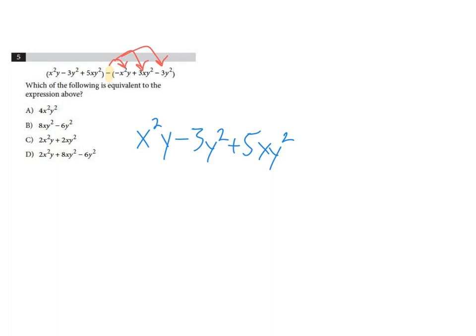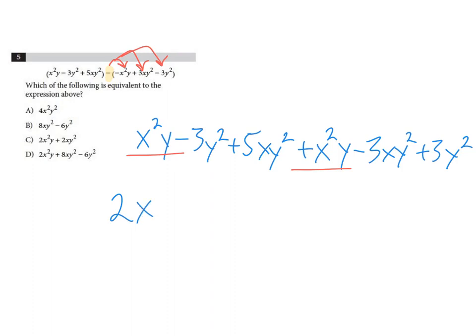Let's see. We're going to have a negative times a negative, so it's going to be a positive x squared y. Then a negative times a positive, that's going to be a negative 3xy squared. And then a negative times a negative, and we're going to have a positive 3y squared. Okay, so now we're combining like terms. We've got x squared y here, x squared y here, so we're going to have 2x squared y.